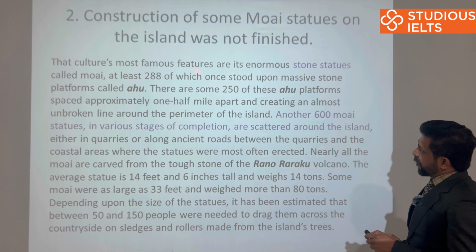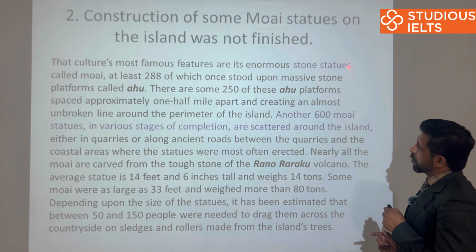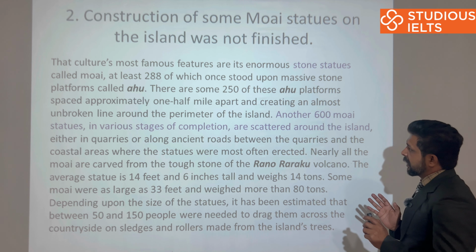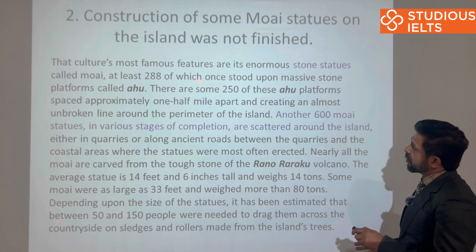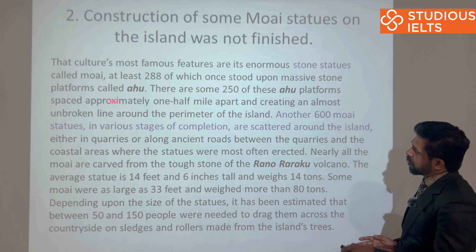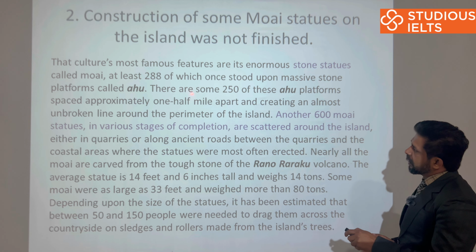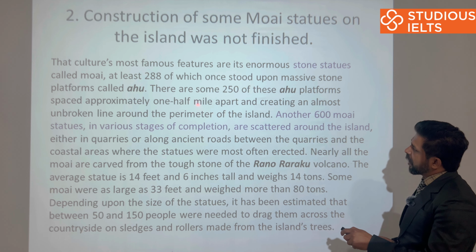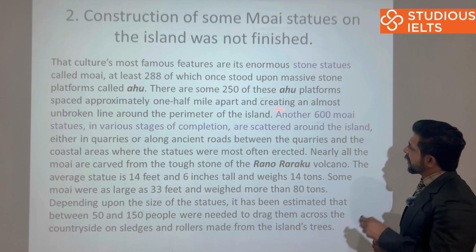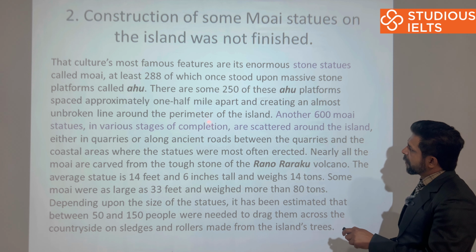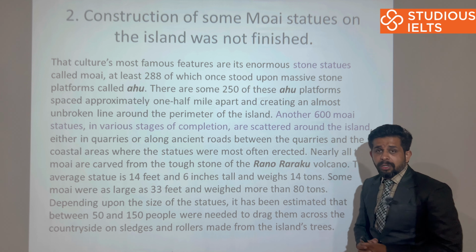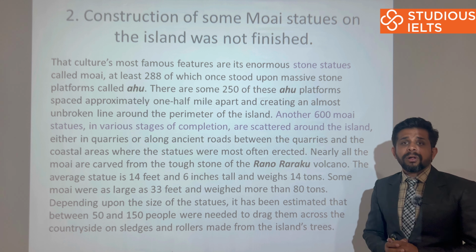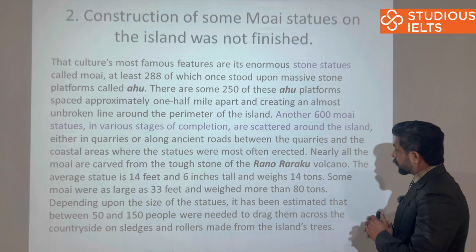That culture's most famous features are its enormous stone statues called Moai. So what Moai actually are, it has been defined. At least 288 of which once stood upon massive stone platforms called Ahu. There are some 250 of these Ahu platforms spaced approximately 1/2 mile apart and creating an almost unbroken line around the perimeter of the island. So this is also talking about the number of completed statues and also their position on that island.